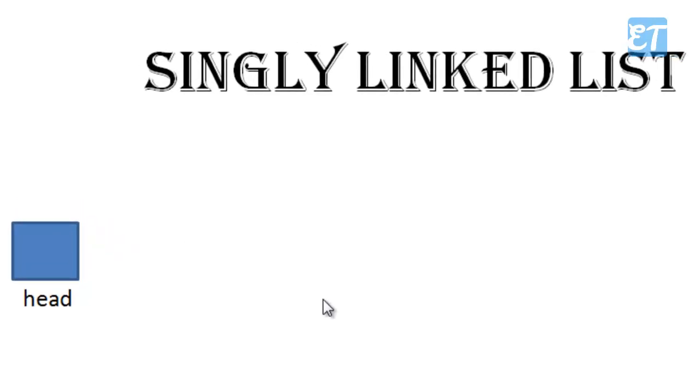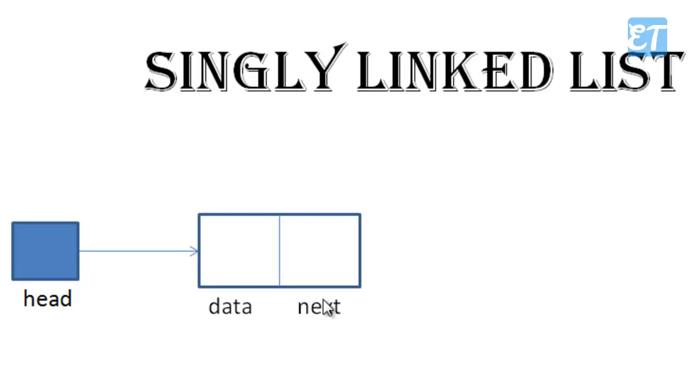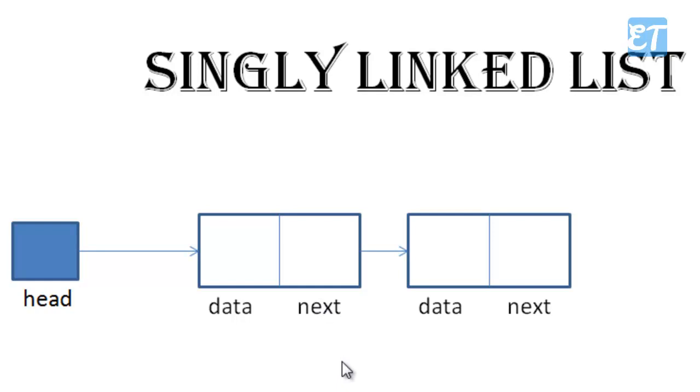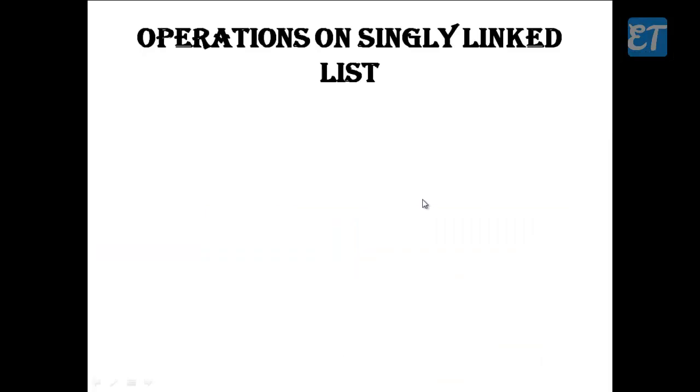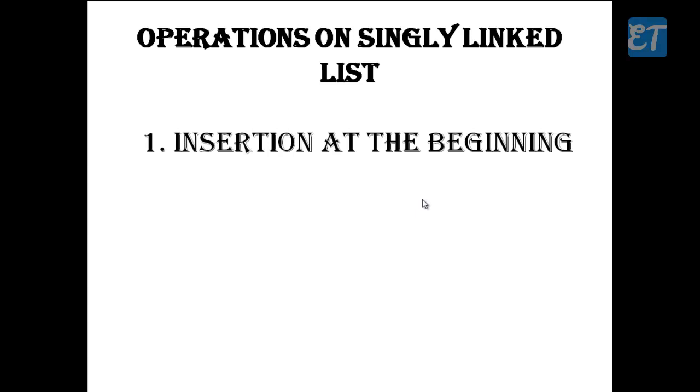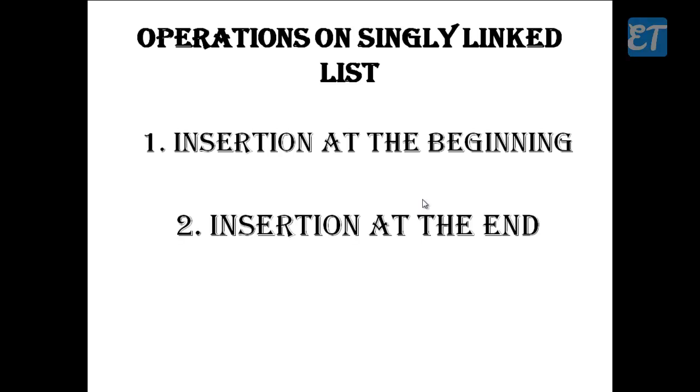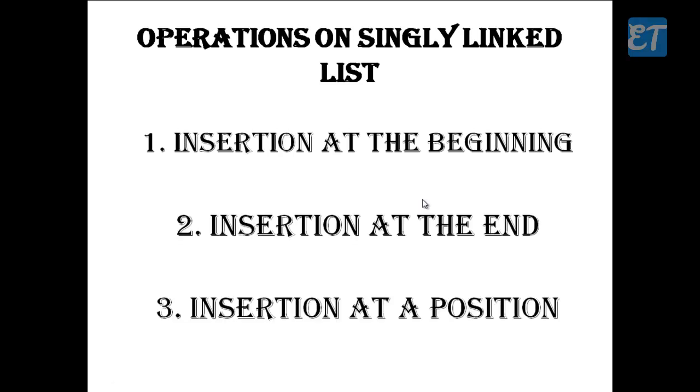Each node in a list consists of at least two parts: a data part and a pointer part, or a reference to the next node. Operations on singly linked list: insertion at the beginning, insertion at the end, and insertion at a given position.